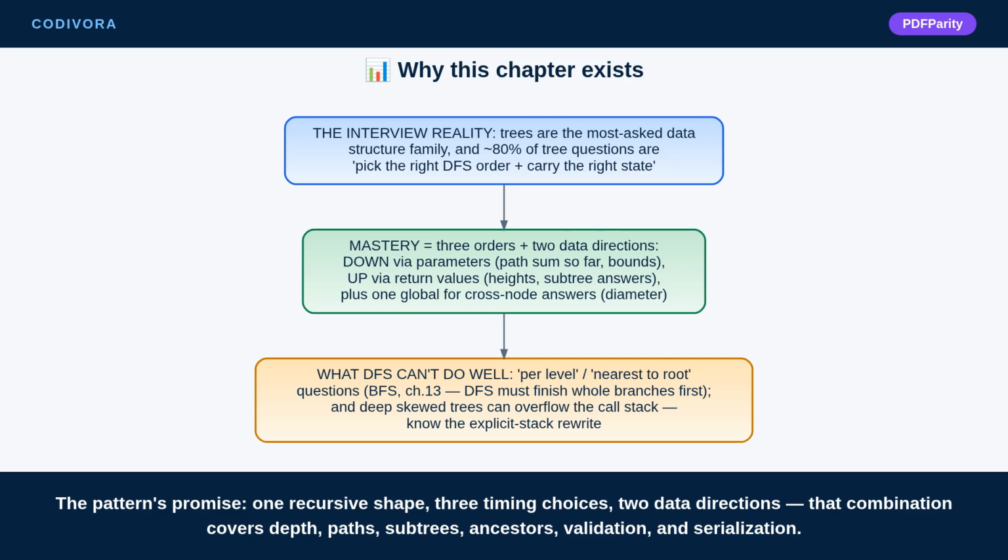Let's slow down and really build this up from scratch, one piece at a time. The pattern's promise: 1 recursive shape, 3 timing choices, 2 data directions. That combination covers depth, paths, subtrees, ancestors, validation, and serialization.